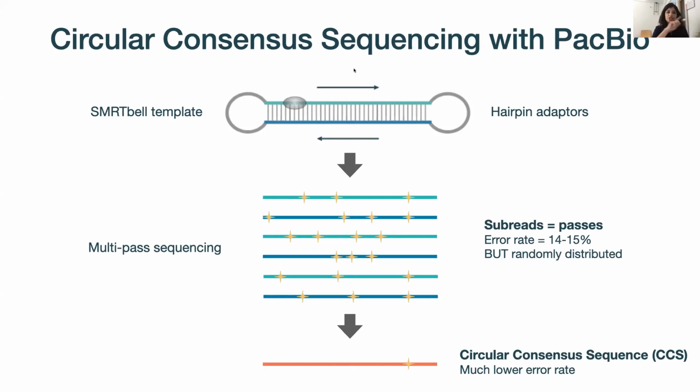And each turn around the molecule is called a pass. So while the error rate is high, these errors are randomly distributed along the length of the pass. And so once you generate your consensus sequence, circular consensus sequence, or CCS, it has a much lower error rate. And in general, this means that the more passes we have, the lower the error rate.